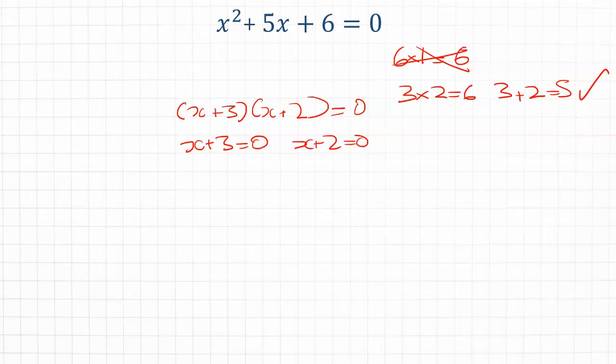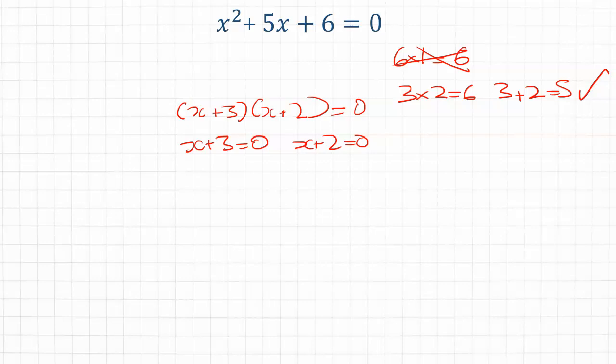The reason why we do this is any number times 0 is 0. So either x plus 3 or x plus 2 or both can be 0. And we want to find the values of x that make them so, because we want to make one of these 0 so that the whole equation becomes 0 and x squared plus 5x plus 6 equals 0 is true.